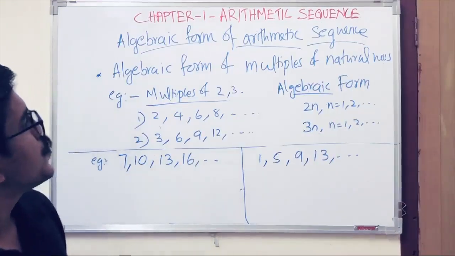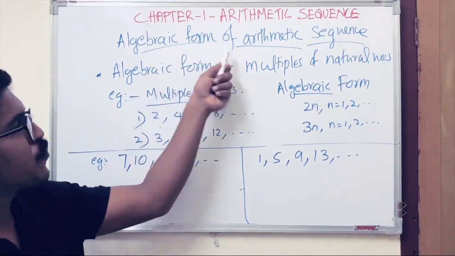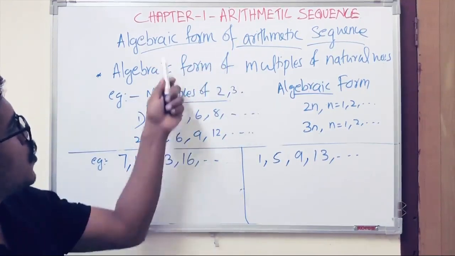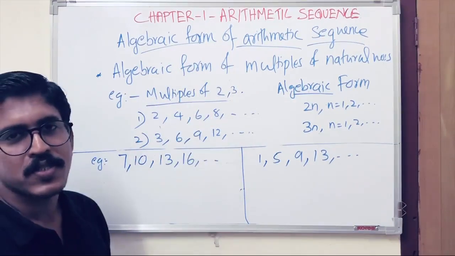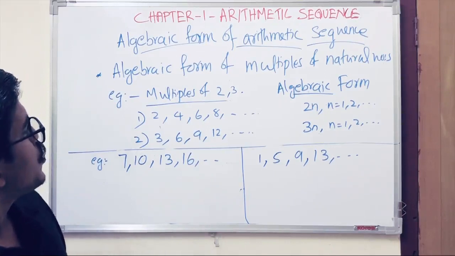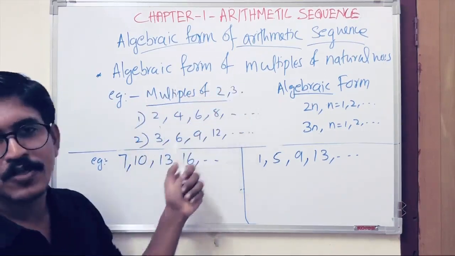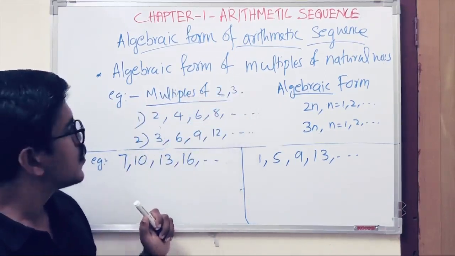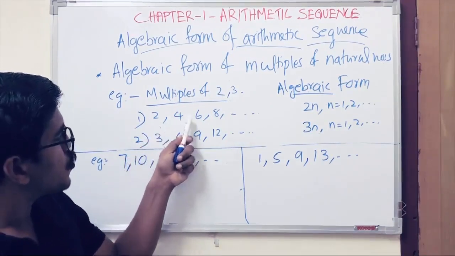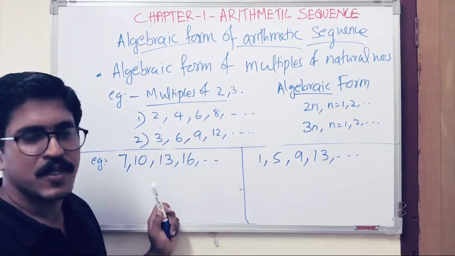Here we are going to discuss the algebraic form of an arithmetic sequence. Before learning about the algebraic form of an arithmetic sequence, we need to know some basic things. That is, we need to know the algebraic form of multiples of natural numbers. So here I wrote the multiples of 2, that is 2, 4, 6, 8. All of you know that.